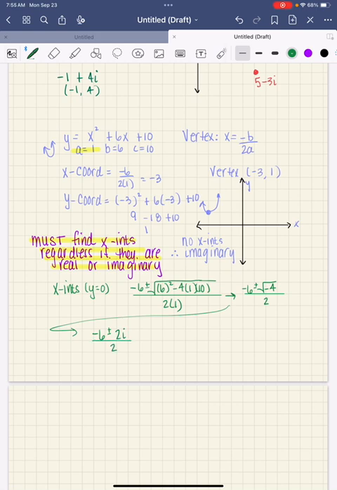Now you can reduce. So negative 6, 2, and 2 all divide by 2. So this is going to end up being negative 3 plus or minus i. And don't forget your notation. The only reason why x is negative 3 plus or minus i is because we made y 0.